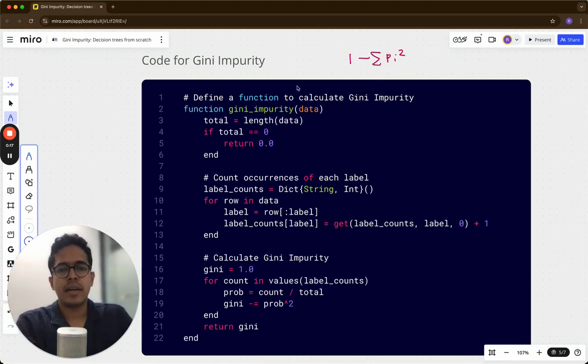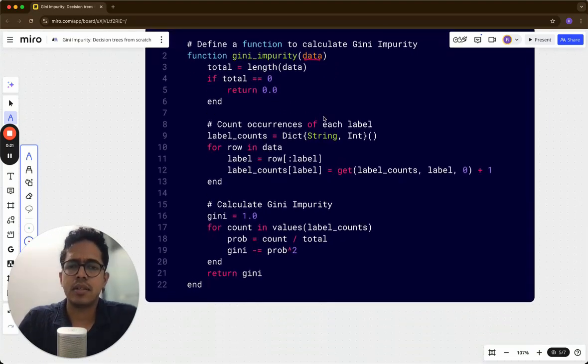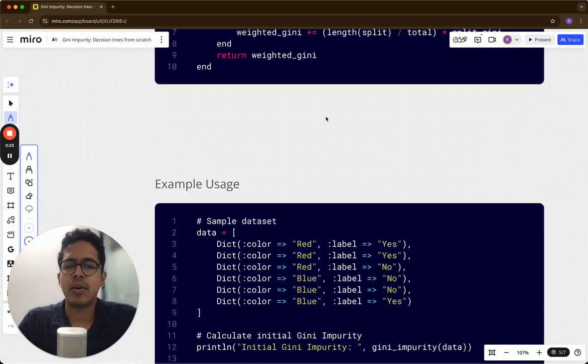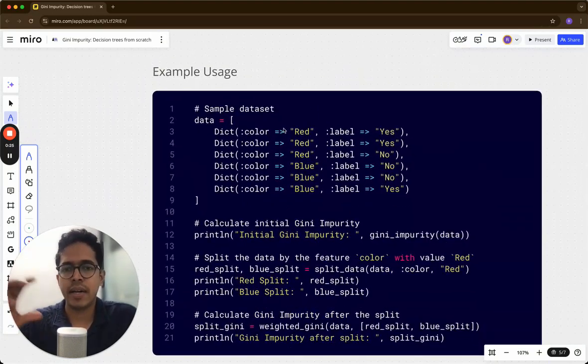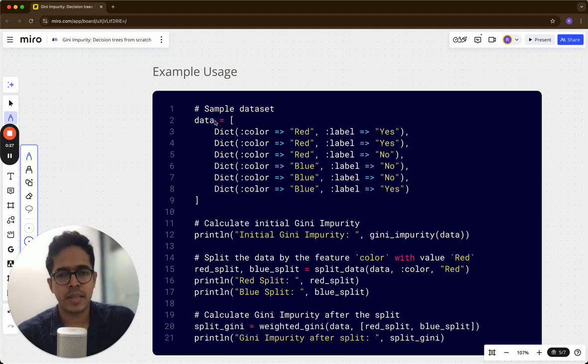First, the name of the function is Gini impurity, and we are passing the data. Let us just scroll down a little bit and have a look at how the data set looks. Data is a dictionary, which is a key value pair. There are 6 key value pairs, and the key is color and value is label. For each row in this dictionary, there is a color mapping to the label. In the first row, color is red and the corresponding label is yes.